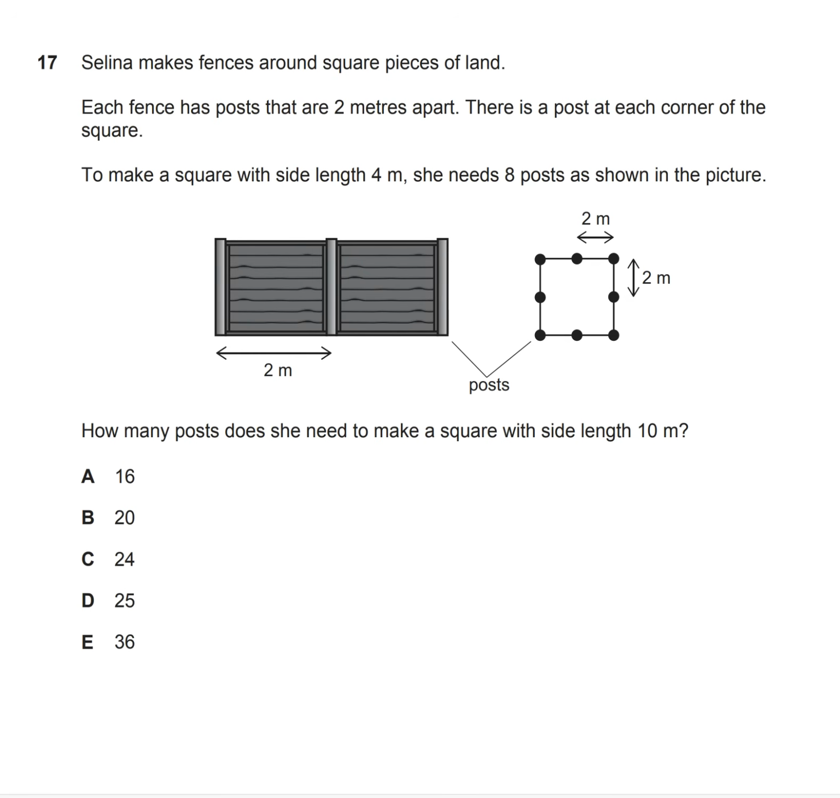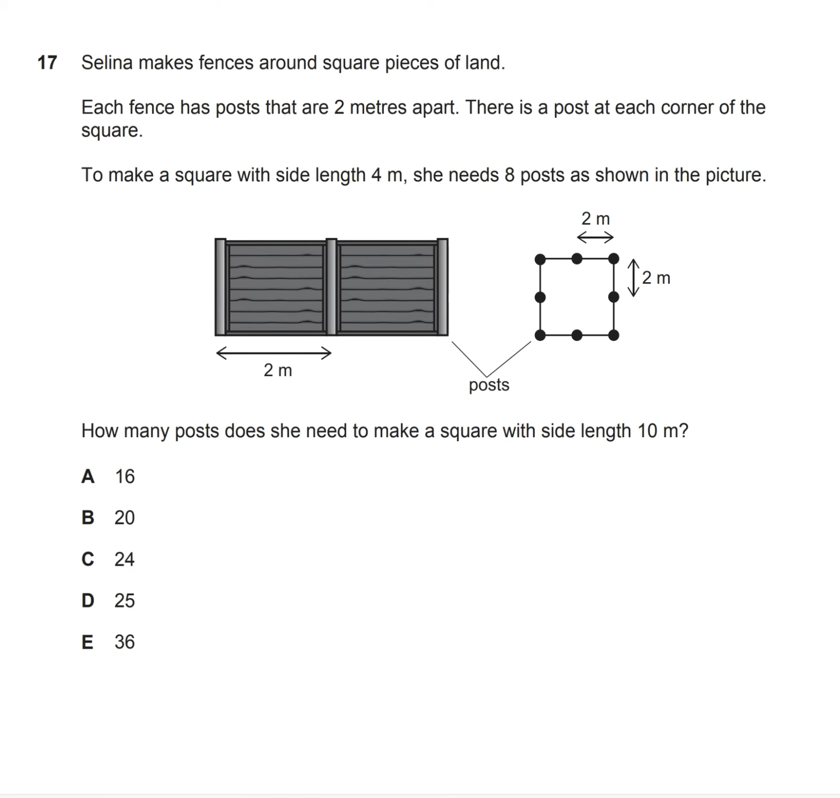17. Selena makes fences around square pieces of land. Each fence has posts that are 2 meters apart. There is a post at each corner of the square. To make a square with side length 4 meters, she needs 8 posts as shown in the picture. How many posts does she need to make a square with a side length of 10 meters?